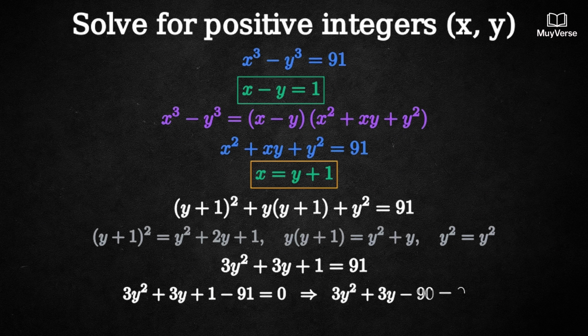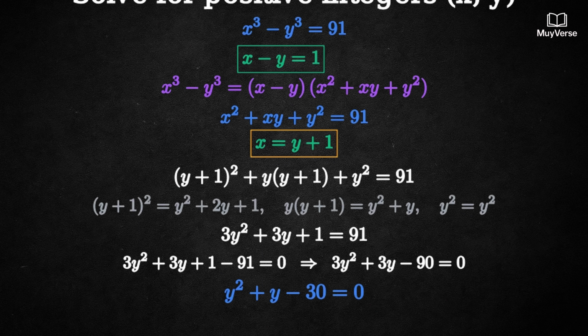Subtract 91 from both sides. 3y squared plus 3y minus 90 equals 0. Divide everything by 3. Y squared plus y minus 30 equals 0. Factor the quadratic without using the quadratic formula. We need two integers whose product is negative 30 and whose sum is 1.